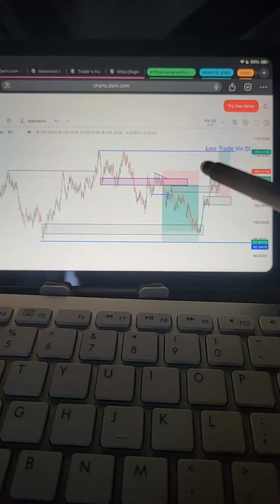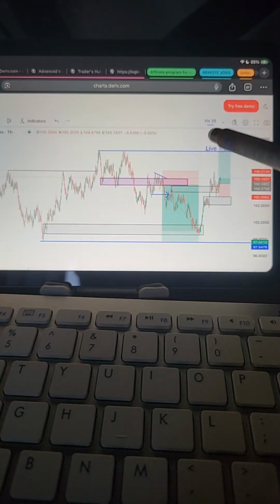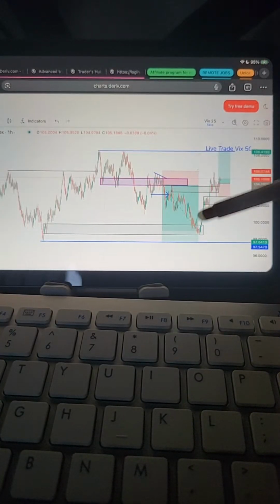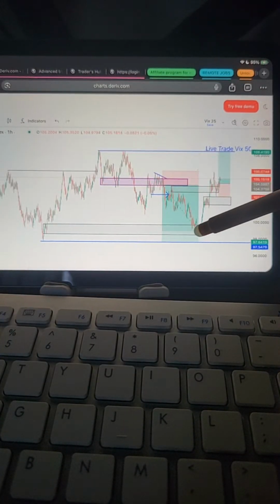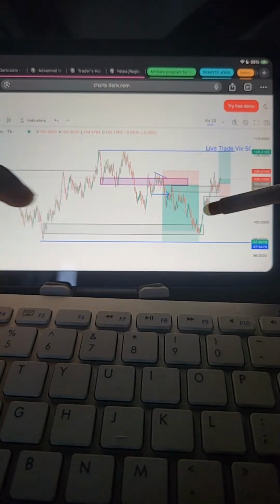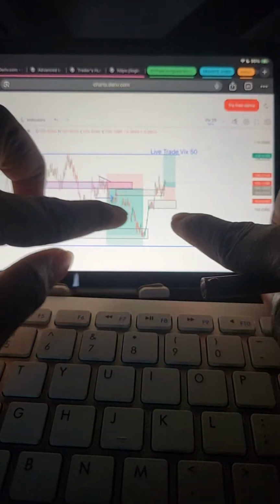Don't always be greedy. Don't always be waiting for price to hit your TP. Sometimes when you start to see a rejection close to your TP, learn to take your profit. So immediately price got there, price started to reverse, and then see what price did around this zone.